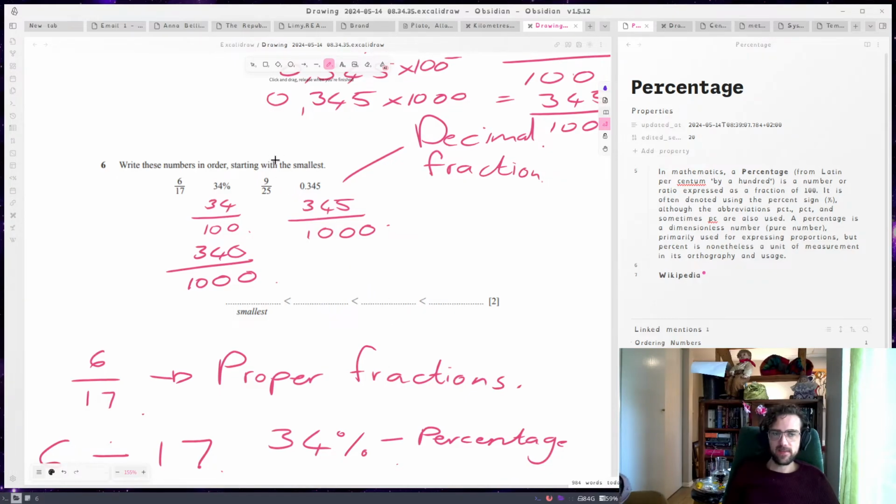Okay. This one over here, in order to get that 25 to 100, I'm going to multiply it by 4. So 9, 18, 27, 36. I thought so, but then I was like, oh my gosh, am I right? 36 over 100. Okay, so that gives us then 360 over 1,000.